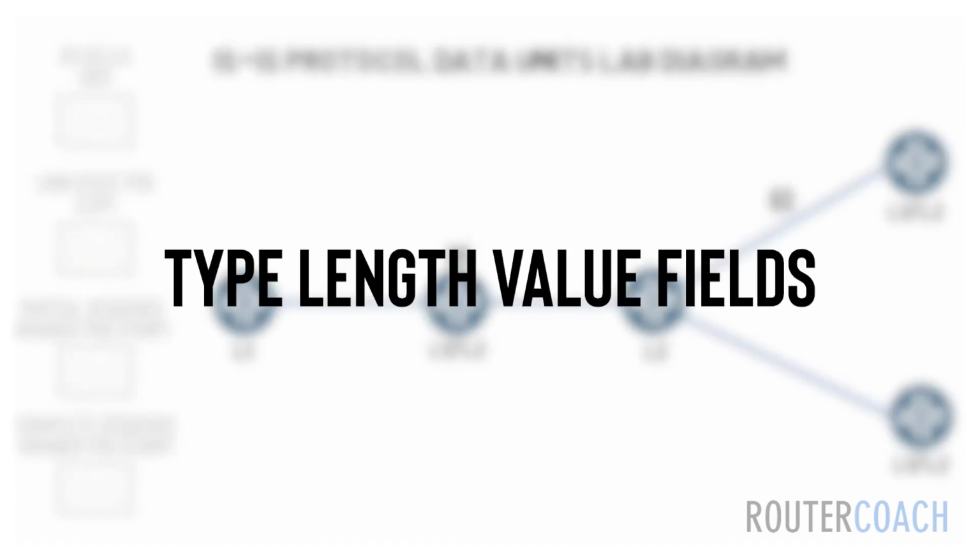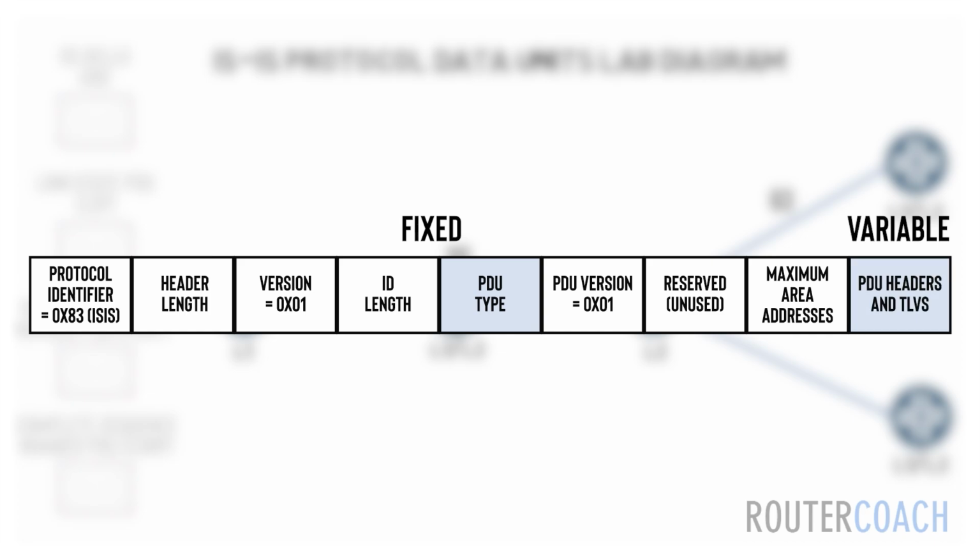TLVs. Type length value fields. ISIS PDUs have the ability to carry TLV encoding. But what is a TLV and what does it do? In the ISIS packet, there is a fixed part of the header and a variable part of the header. And the variable part of the header is where the TLV resides.